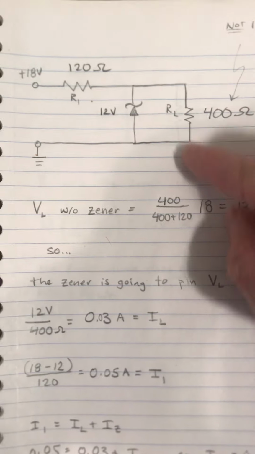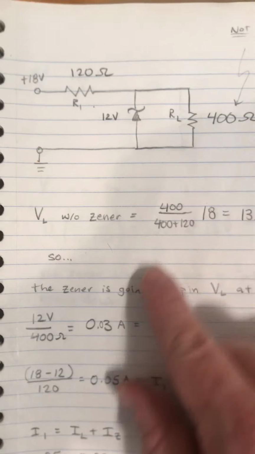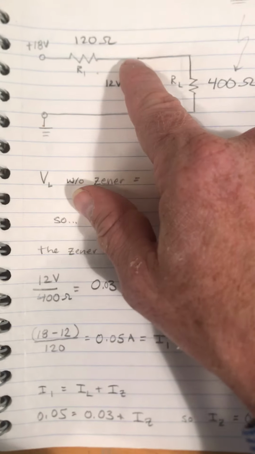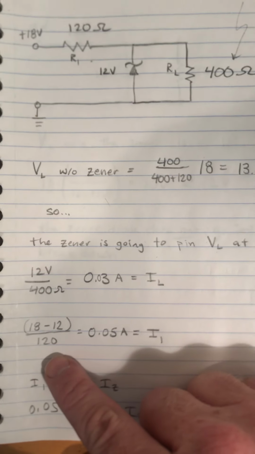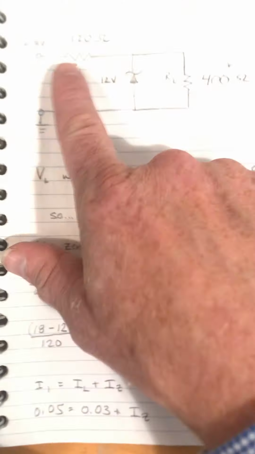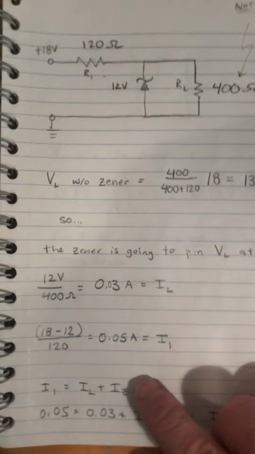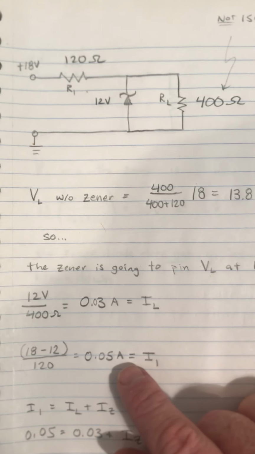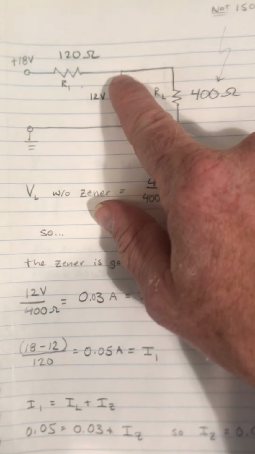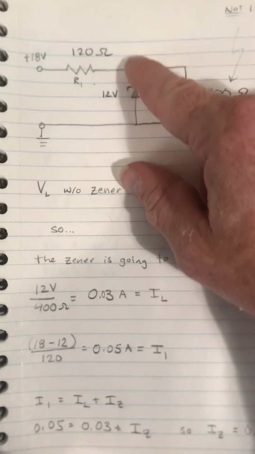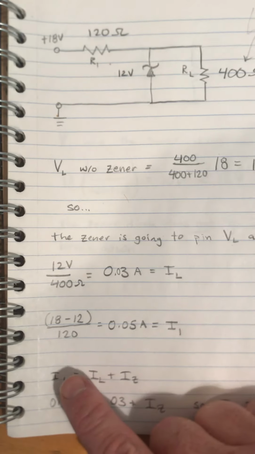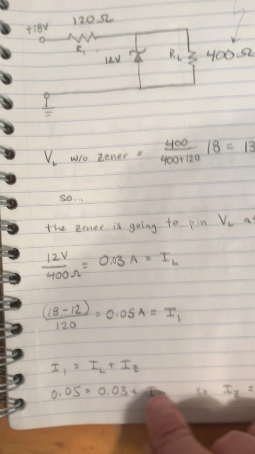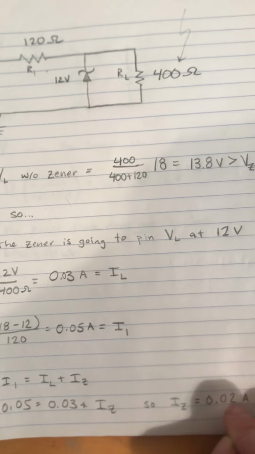That means that the current going through here is going to be 12 volts divided by 400 ohms, which is 0.03 amps. Similarly, we can do the math that if this is 12 volts and this is 18 volts, 18 minus 12 divided by 120, which is the resistance of this resistor, tells us the current through this path, and we get 0.05 amps. Now we can see that unlike when we were trying to do the problem in class, the current going through here is larger than the current going through here, and the overflow is going to be going through the Zener, such that I sub 1, the current going through here, is equal to IL plus IZ, so 0.05 equals 0.03 plus IZ, and that means that IZ is 0.02 amps.